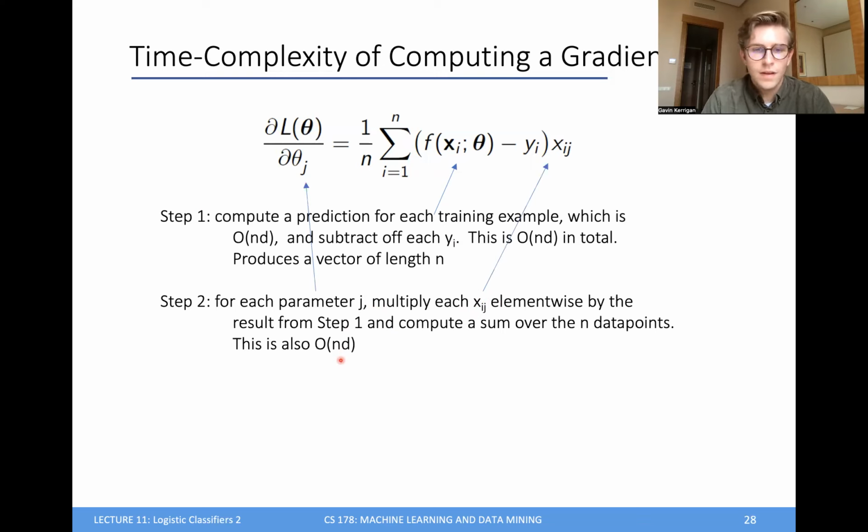But what this means is that overall, to compute our gradient, it's an O of n times d calculation. So it's linear in the size of the data set, as well as being linear in the number of parameters in my model. Overall, this is fairly cheap to compute, unless you have an absolutely massive data set. Unless you have a data set with like a million data points or even larger, this is something that's fairly cheap to compute.